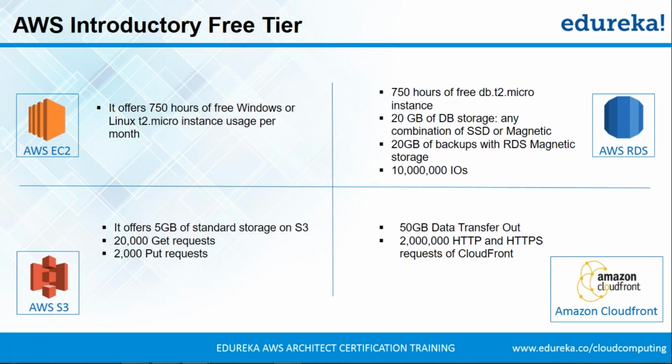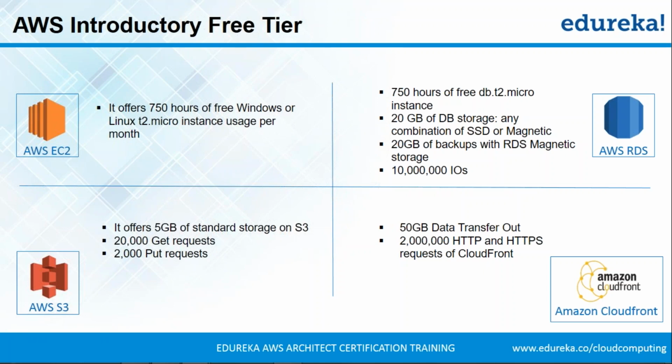Now what is SSD and magnetic? SSD is basically solid state drive and magnetic is again a kind of storage. So the difference between these two storage devices is that in SSD you get high IOs, you get high input outputs and hence higher data transfer. But in the case of magnetic, the data transfer is lower. So either way, you get 20 GB of free storage for the first 1 year.